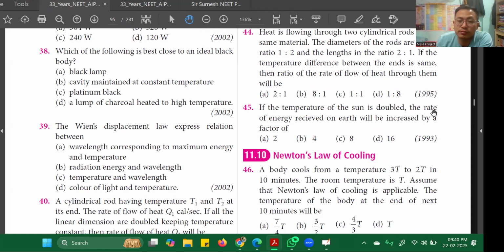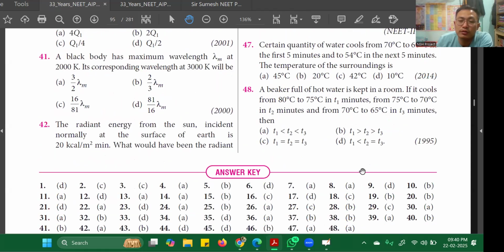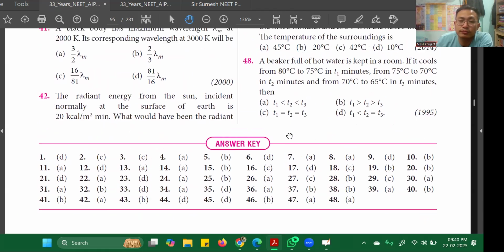Last question, 45. If the temperature of the sun is doubled, the rate of energy received on Earth will be increased by a factor of, so simple, 2 to the power 4 is 16. And option number D is the answer for 45, which is 16.